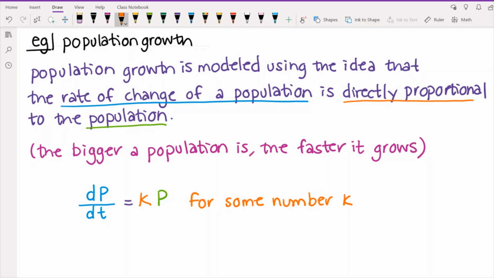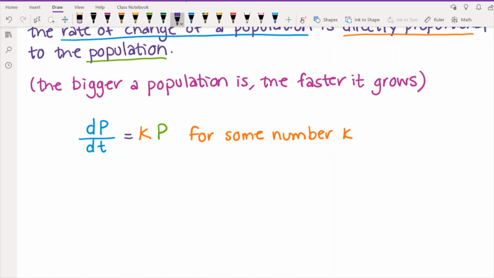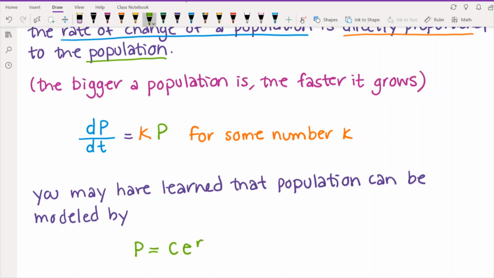So again, what we're saying is that the bigger the population gets, the bigger the rate of change of the population is going to get. Another thing you might have learned about population growth is that it can be modeled using a particular equation. You may have learned that population can be modeled by the equation P equals C times e to the rt.